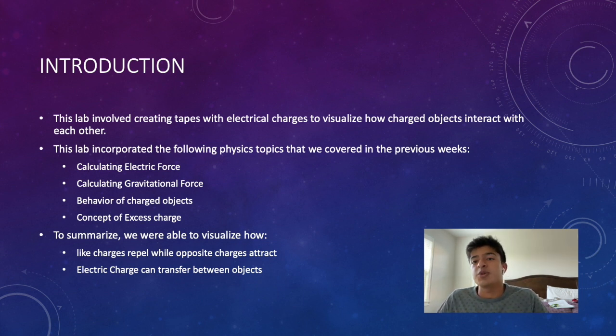We also learned about excess charge, and this concept regards what happens to an object when it acquires a net charge and how the excess charge will move to the surface and alter its interactions with other objects. So in summary, in this lab, we're going to visualize how like charges repel each other while opposite charges attract, as well as how electric charge can transfer between objects.